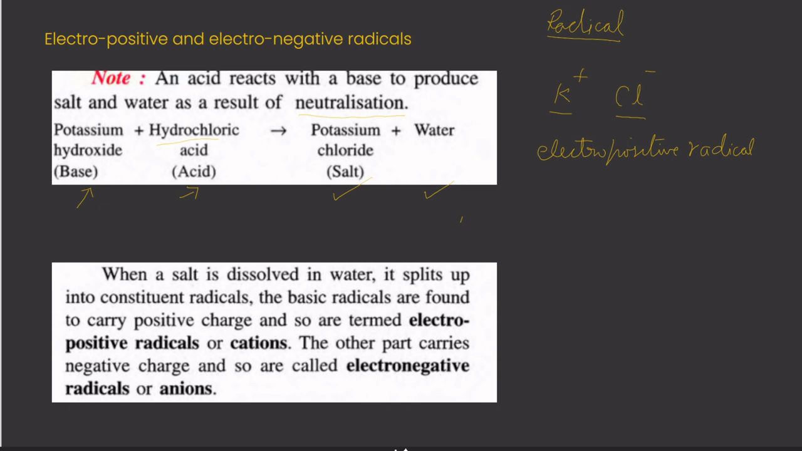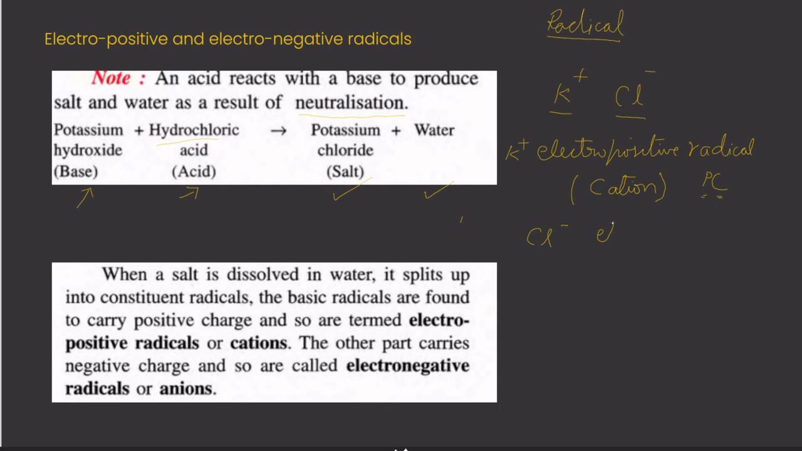I have already told you an easy way to remember the charges. Positive charge is cation, Pc. So which one is the electropositive radical? K plus is the electropositive radical. It is also known as the cation, and the easy way to remember this: positive charge, cation. And Cl minus is known as the electronegative radical.